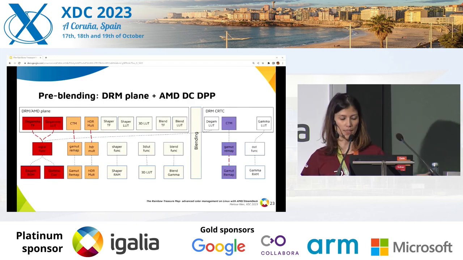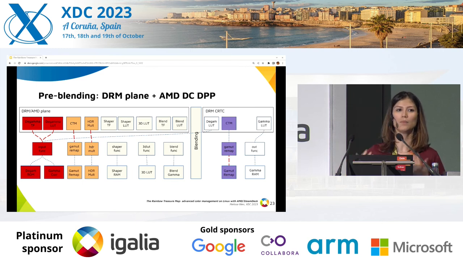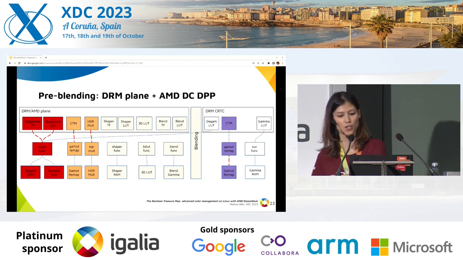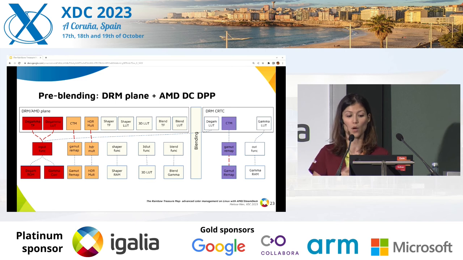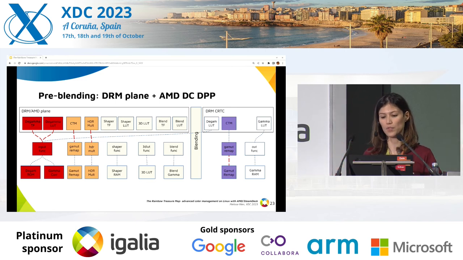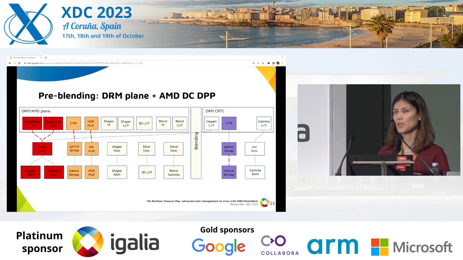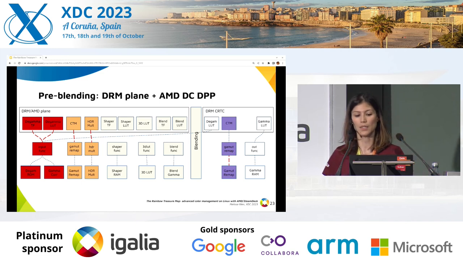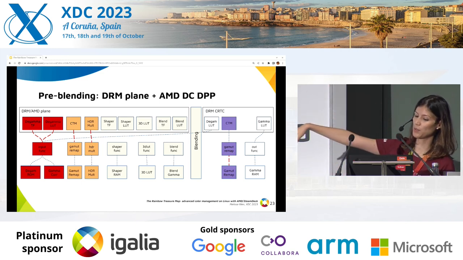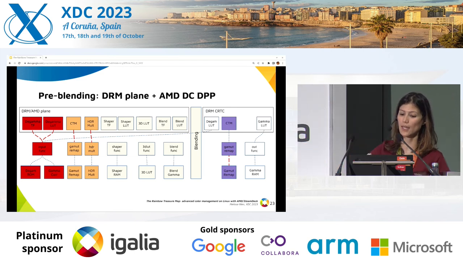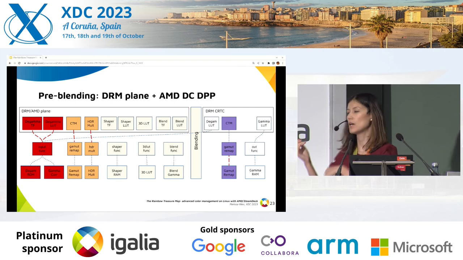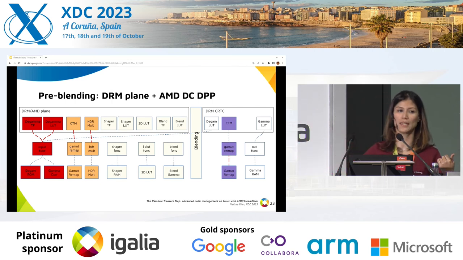Then we need a 3D LUT. But a 3D LUT has a limited number of entries in each dimension, and we want to use it in a color space that is optimized for human vision. That means in a nonlinear space. Therefore, user space needs a 1D LUT before the 3D LUT to linearize content before applying the 3D LUT, and then another one after that to linearize content for blending.